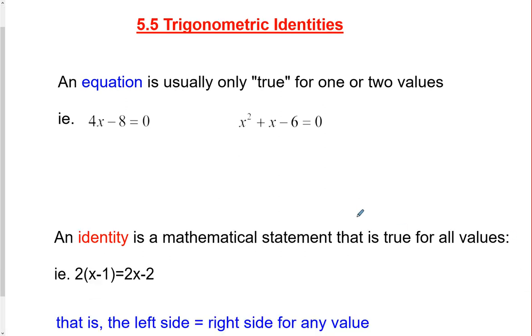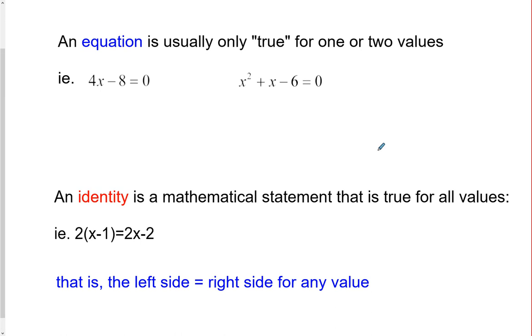So an example would be 2 times x minus 1 is equal to 2x minus 2. And we could see that if we were to multiply through the brackets on the left side, we would get the same thing as the right side. But this is an identity. This is true for any value of x.